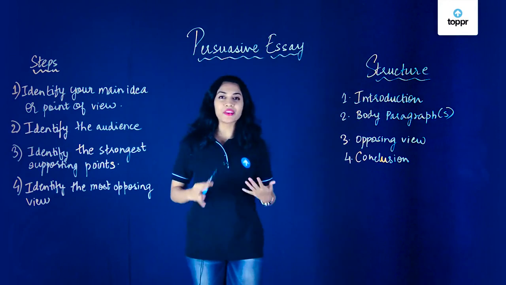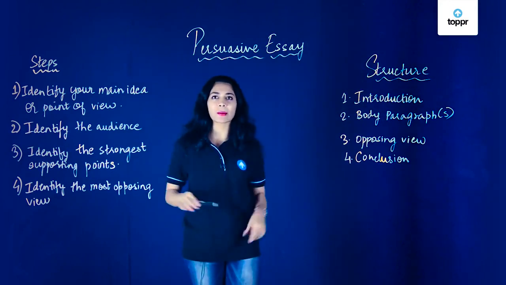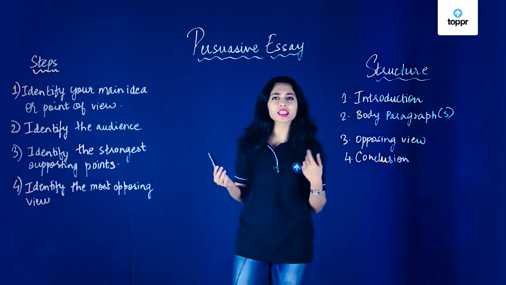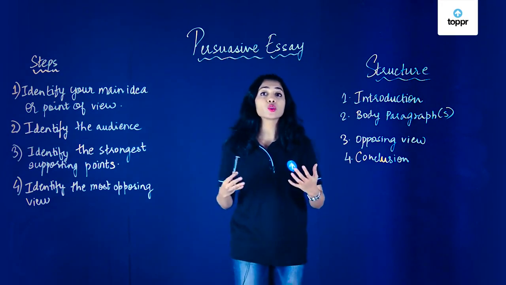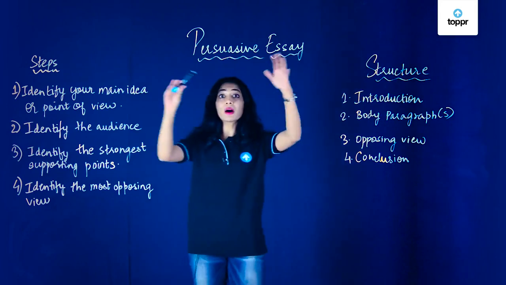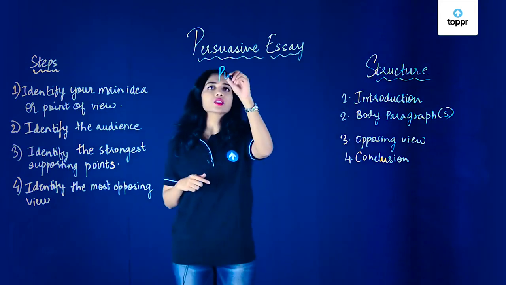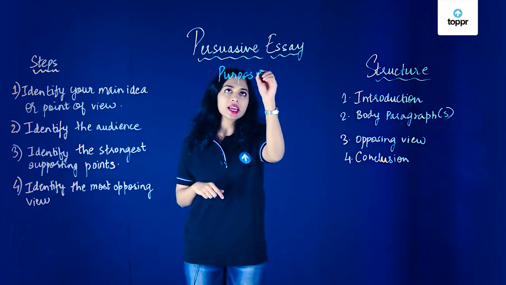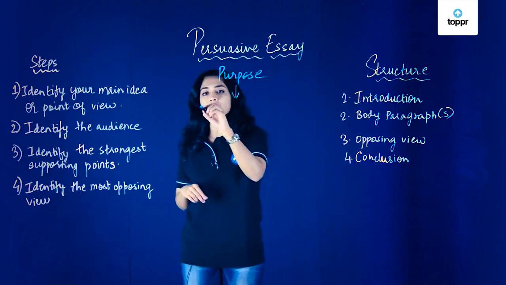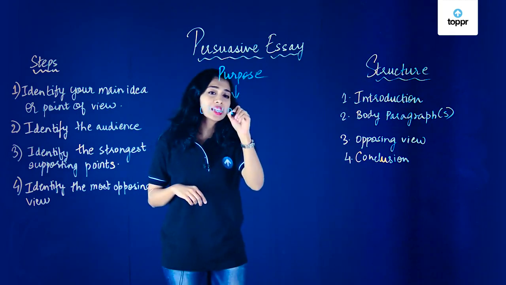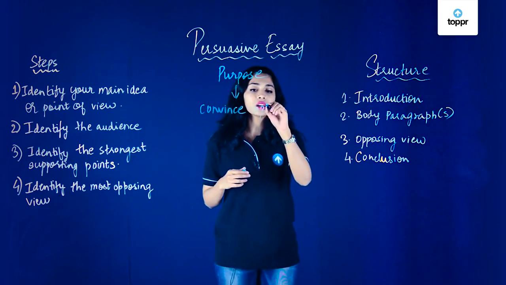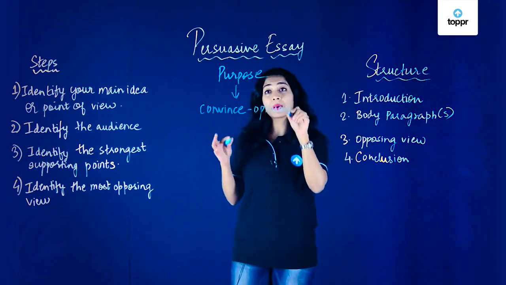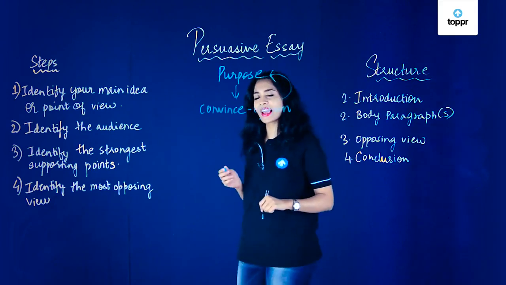So our next type of essay is the persuasive essay. What does this word persuasive mean? The word persuasive means to convince someone to embrace your opinion. So the purpose of a persuasive essay is to convince your audience to embrace an opinion that you have about a particular thing, and that's the purpose of the persuasive essay.